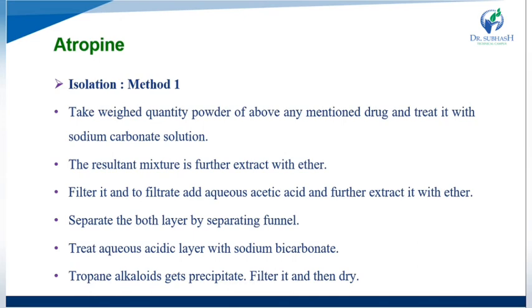Okay, then this mixture is further extracted with ether and filtered. To the filtrate, add aqueous acetic acid and further extract with ether. Then separate both layers in a separating funnel and treat the aqueous acidic layer with sodium bicarbonate, and the tropane alkaloids get precipitated. Filter it and then dry. Okay, then we take the fresh crude atropine.